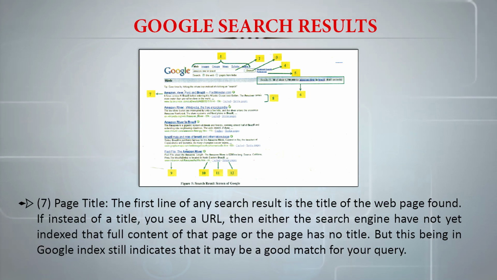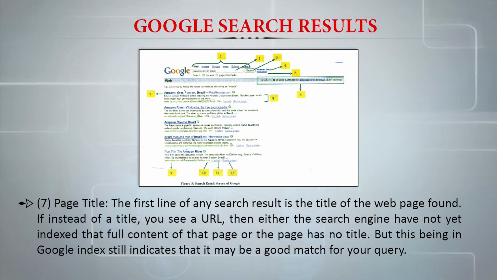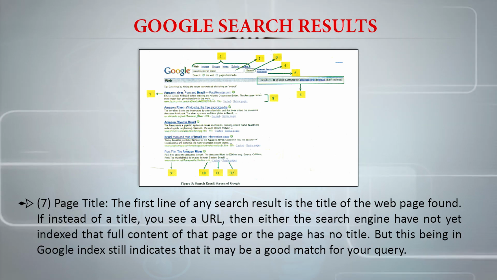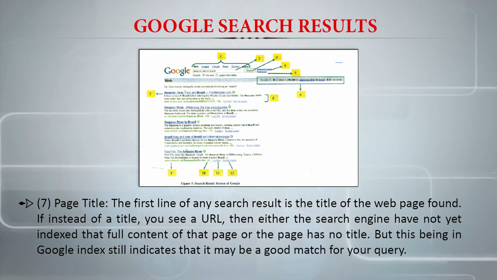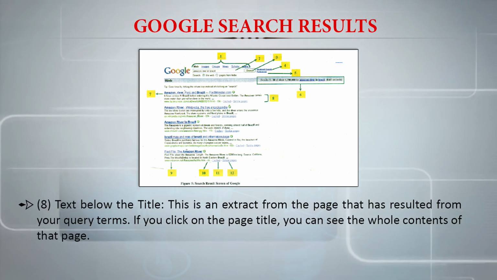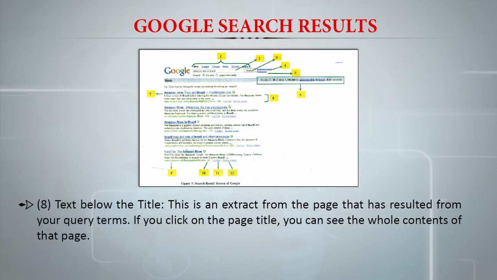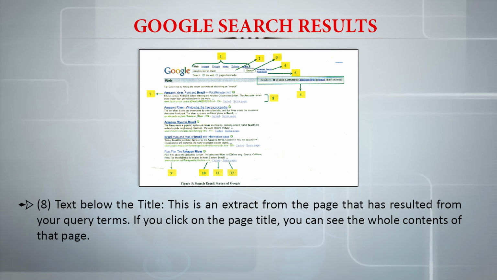The first line of any search result is the title of the web page found. If instead of a title we see a URL, then either the search engine has not indexed the full content of that page or the page has no title. But this being in Google index still indicates that it may be a good match for our query. Then we have the text below the title. This is an extract from the page that has resulted from our search query terms. If we click on the page title, we can see the whole contents of that page.